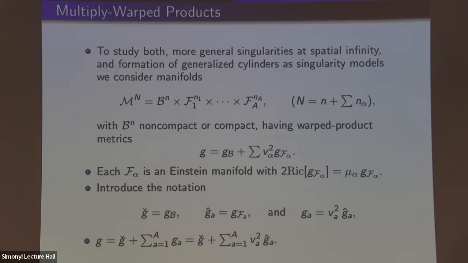And here is just some notation, right? So our metric g on the total manifold M is given by this here. And by g check, I'm just going to shortly denote the metric on the base. And g hat alpha is the fixed metric on the fiber. This is not evolving; this evolves, as you will see on the next slide. And by g alpha, I'm just going to denote v alpha squared times the metric on the fiber, which is Einstein. This is just the notation.